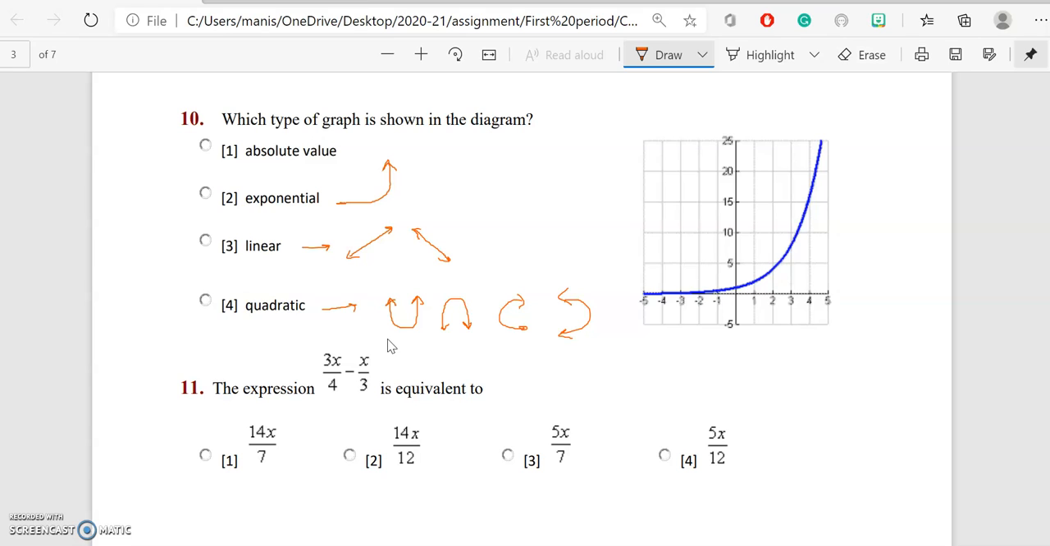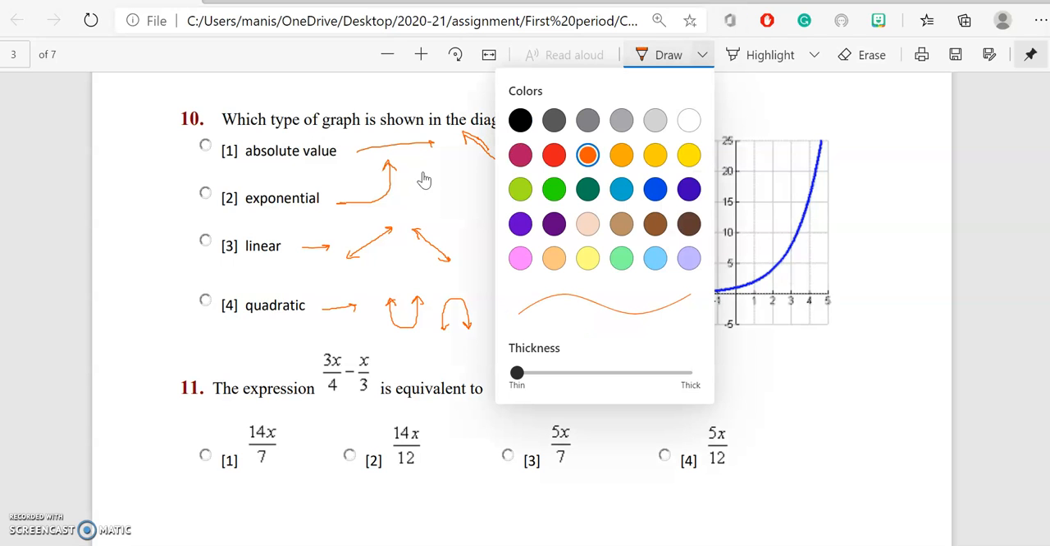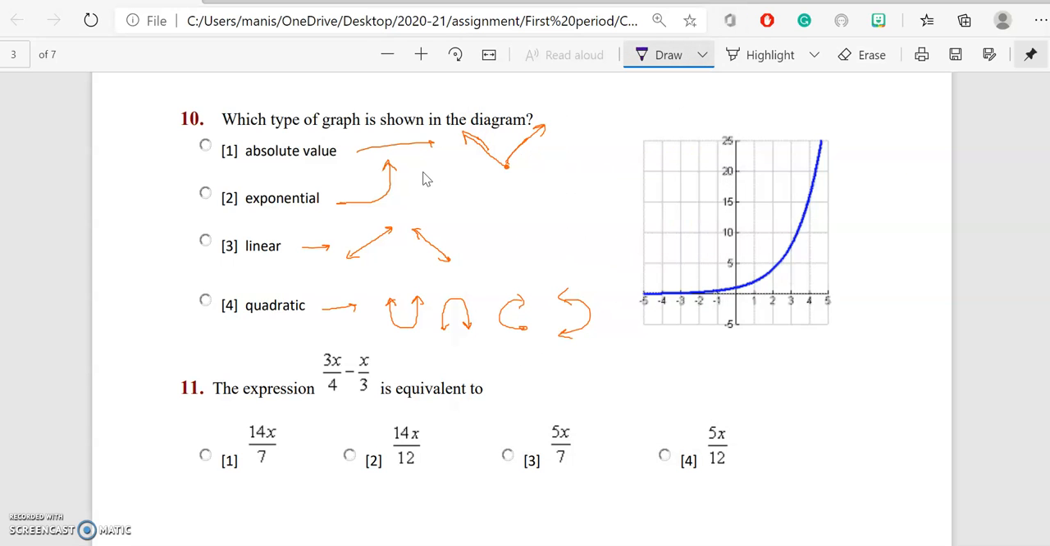And for absolute value, your graph will be like this. It will start from one point over here. You will see it going in this direction, and similarly at the same time going in this direction over here. So looking at all of these different types of graph, we came to the conclusion that our answer choice in this graph looks like this. So this is the correct answer, exponential graph.